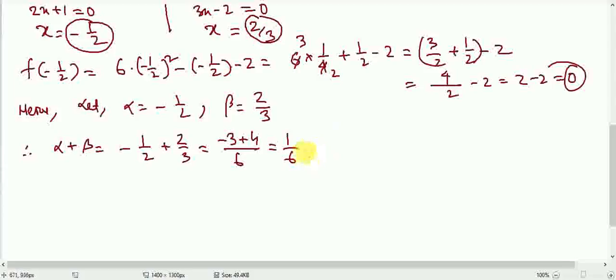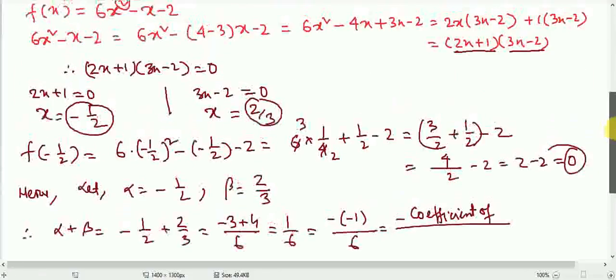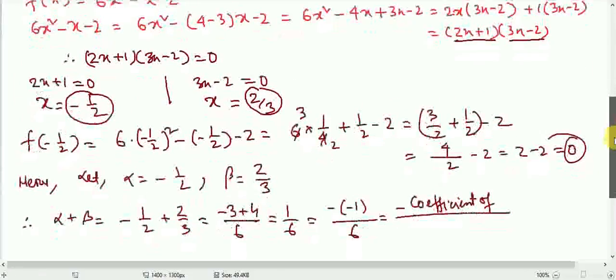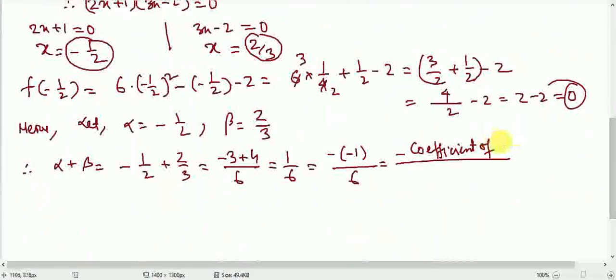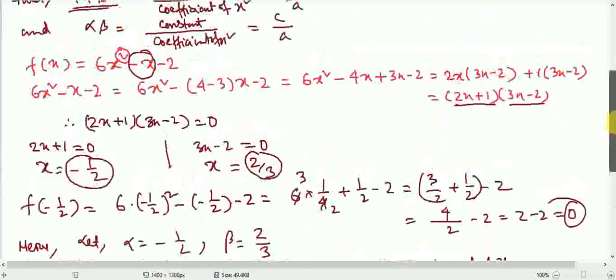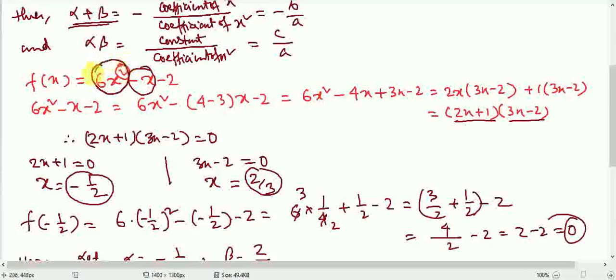Now we can write it as minus of minus 1 by 6. This is nothing but minus of coefficient of x by coefficient of x square. See here, coefficient of x square.